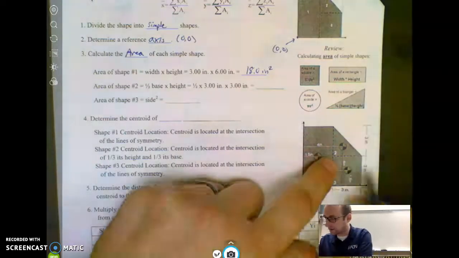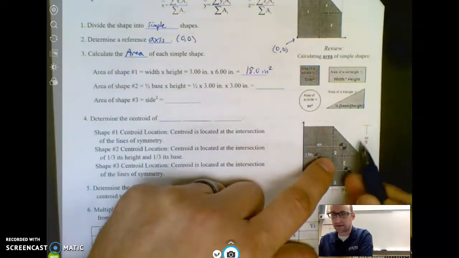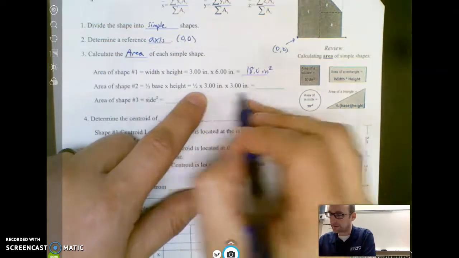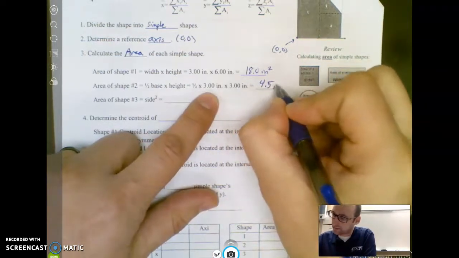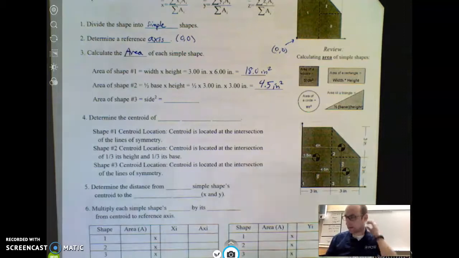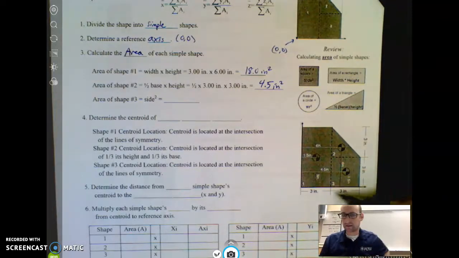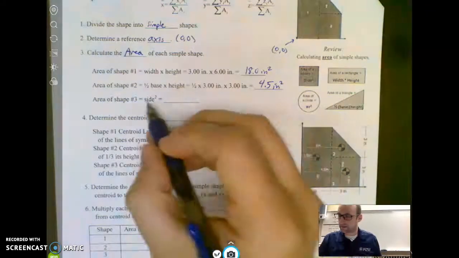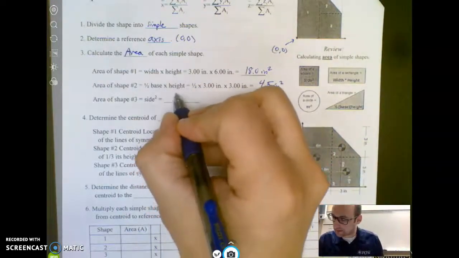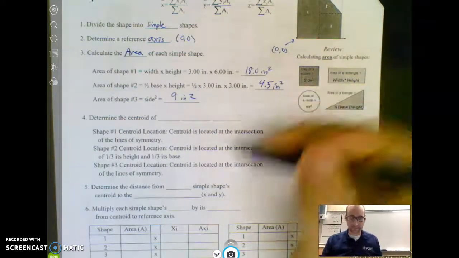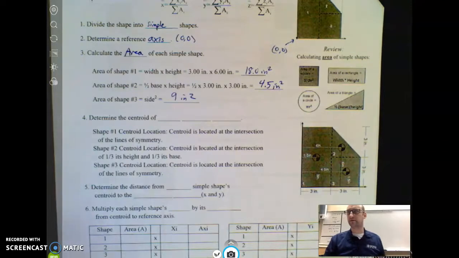And then the second shape is a triangle, right? Shape 2, and its base is 3 inches across, and its height is 3 inches, and the area of a triangle is 1/2 base times height. So 1/2 times 3 times 3 is 4.5 square inches. Okay, and the third shape is a square, which is cool because that's a really easy area. So you have a 3 by 3 square, so you get 3 squared, which is just 9 inches squared. So with each of these, the bigger the area, the more pull it's going to have on the center of mass. If you had a little shape, it's not going to make that much of a difference.